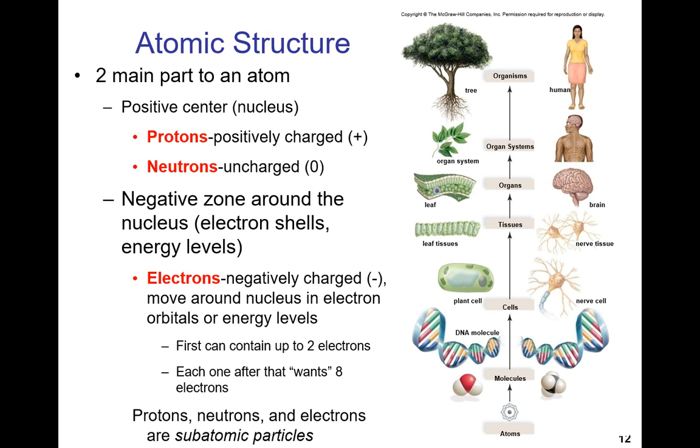As we'll see, these electron shells or orbitals, the first one can contain up to 2 electrons. Each one after that wants to have 8 electrons. This is the octet rule, and we'll look at this a little bit more momentarily. Protons, neutrons, and electrons are subatomic particles because they're below the atomic level.